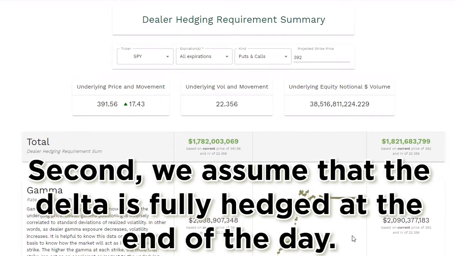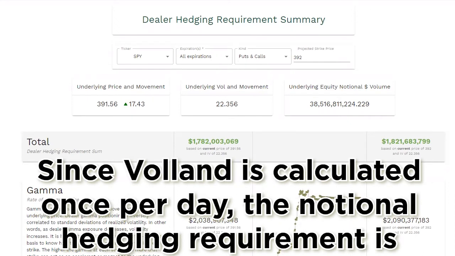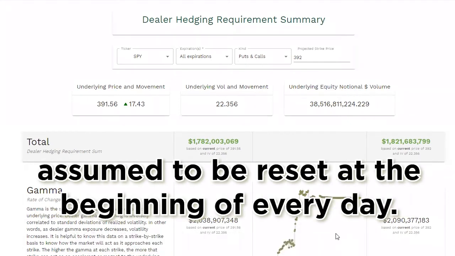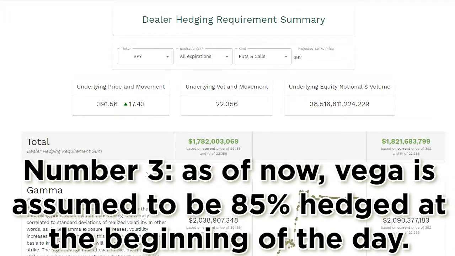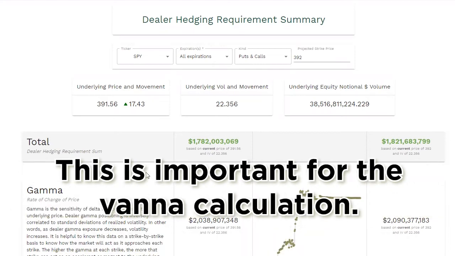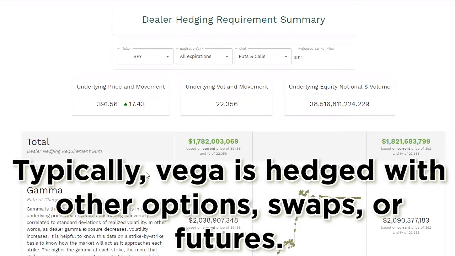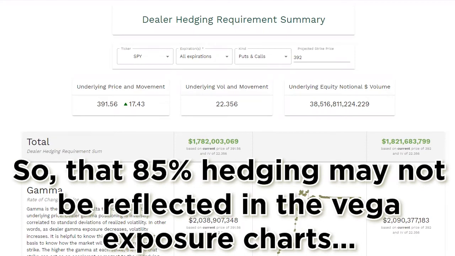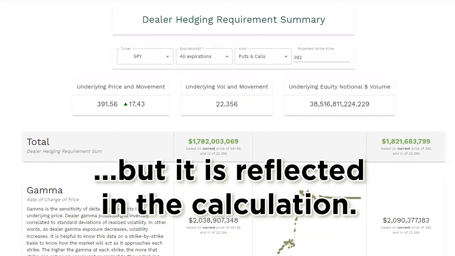Second, we assume that the delta is fully hedged at the end of the day. Since Volland is calculated once per day, the notional hedging requirement is assumed to be reset at the beginning of every day. Number three, as of now, Vega is assumed to be 85% hedged at the beginning of the day. This is important for the vanna calculation. Typically, Vega is hedged with other options, swaps, or futures. So that 85% hedging may not be reflected in the Vega exposure charts, but it is reflected in the calculation.